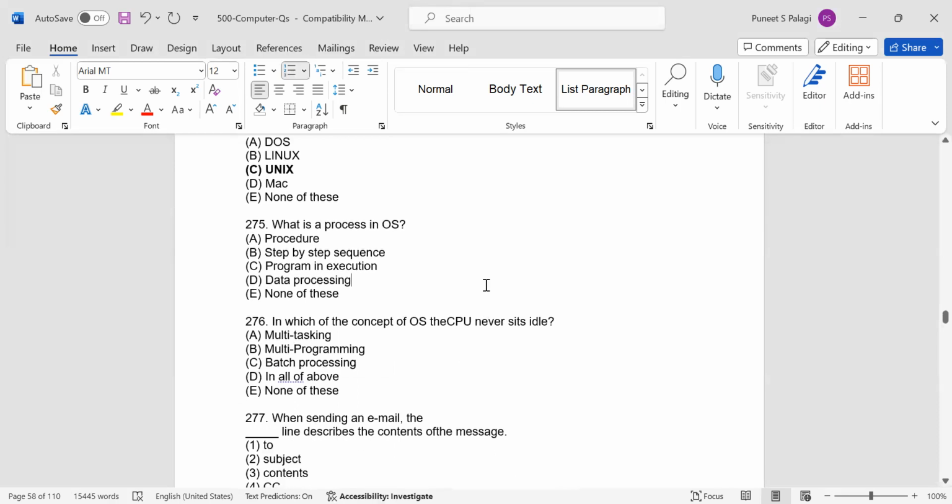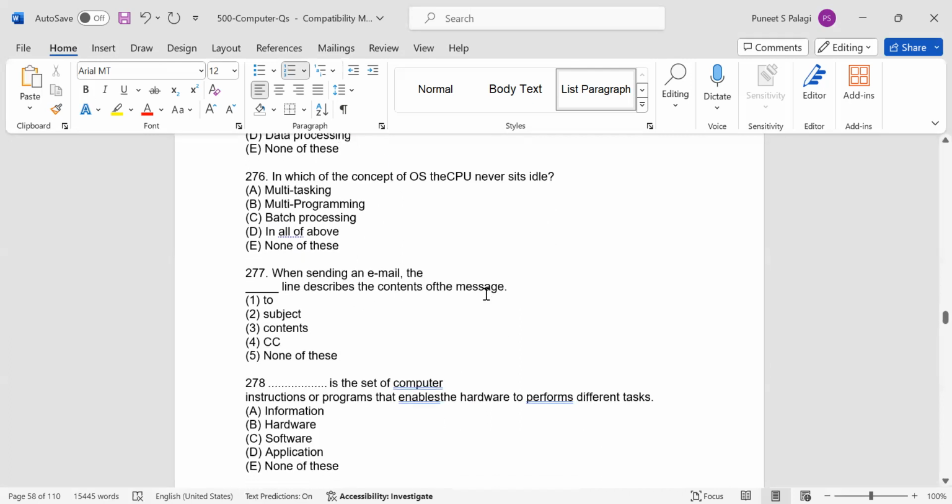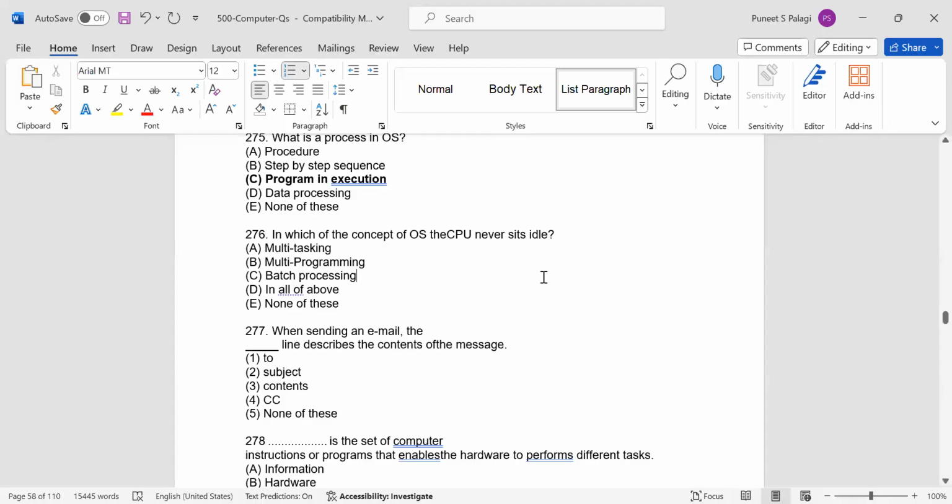What is a process in the operating system? A procedure, step-by-step sequence, program and execution, or data processing? It is program in execution. Next question: in which concept of the operating system does the CPU never sit idle? Multitasking, multiprogramming, batch processing, all of the above? It is multiprogramming.